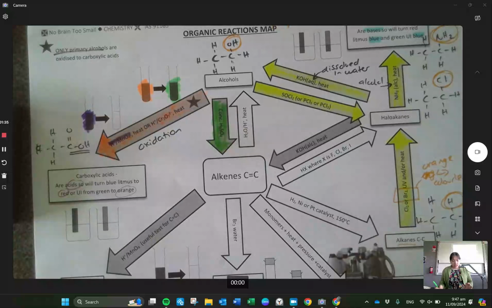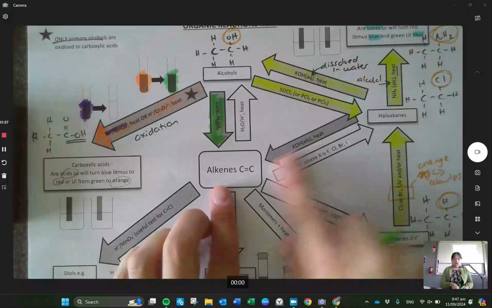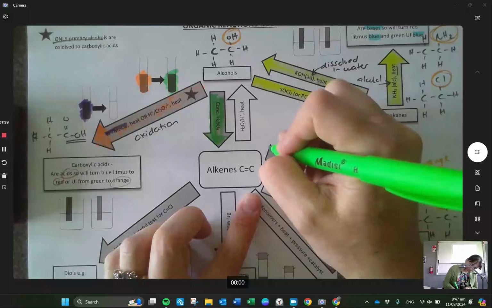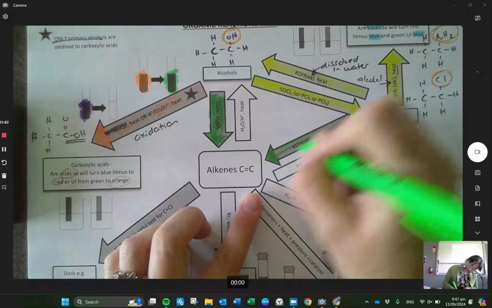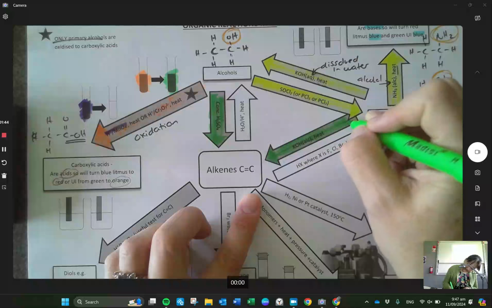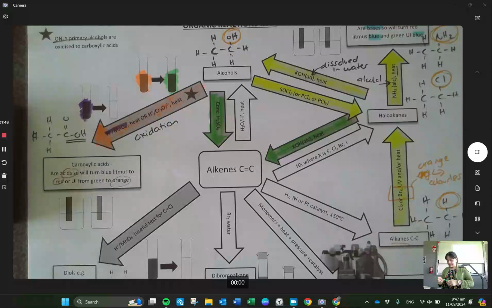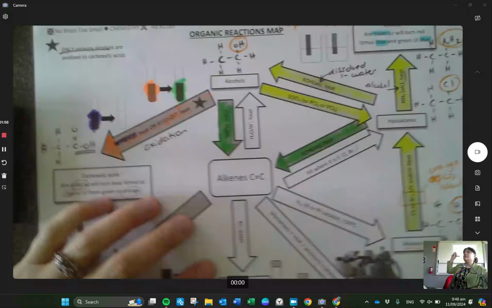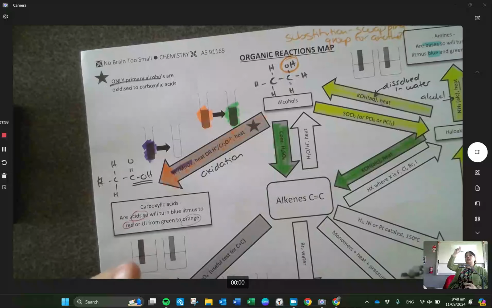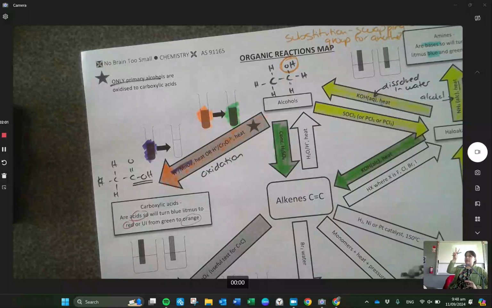And then the other one we have is a haloalkane going to an alkene. So that's my elimination reactions. So elimination, we're talking about removing something from 2 neighboring carbons in order to form a double bond.